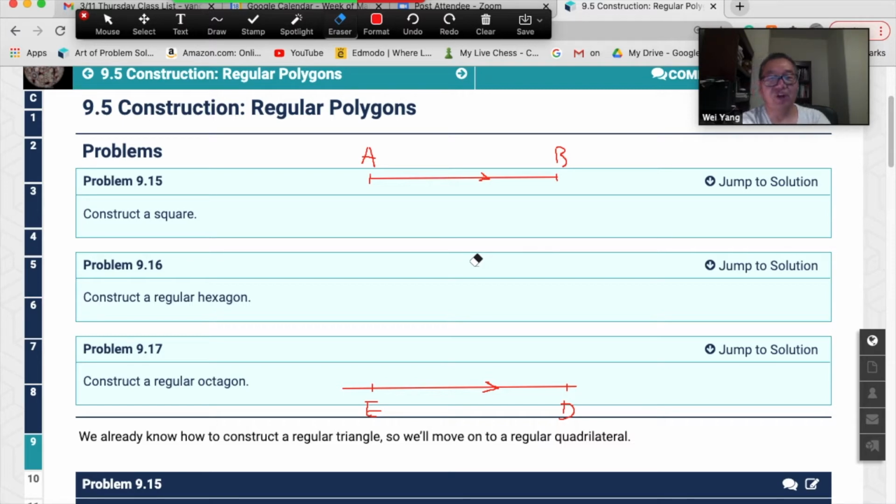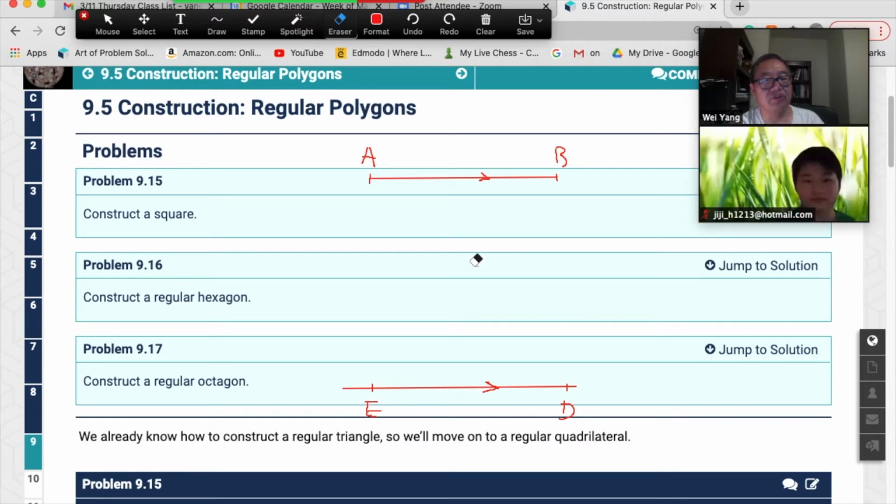Let's say 3. Do you have any idea to do this? To build a hexagon? I was thinking of doing a circle, but I'm not sure how. Use a circle. You think use a circle, but okay. Jerry, do you have an idea? No, not really. And Dylan, how about E? E, do you have an idea? I have an idea to use a circle.